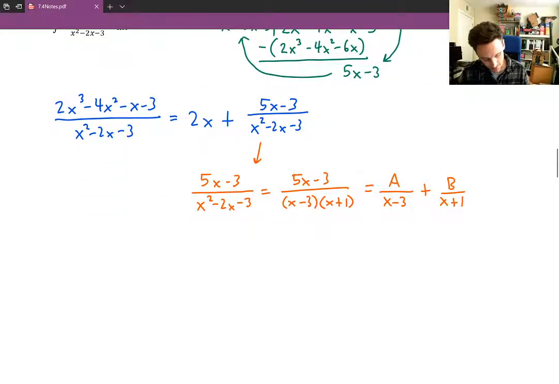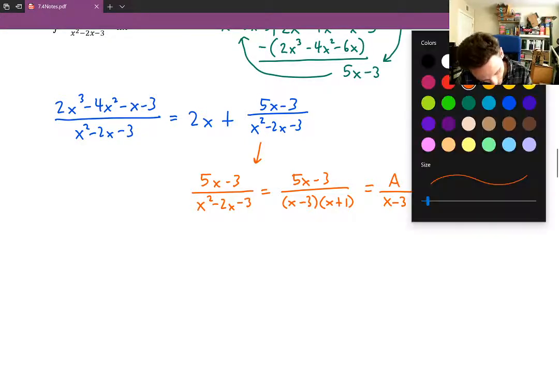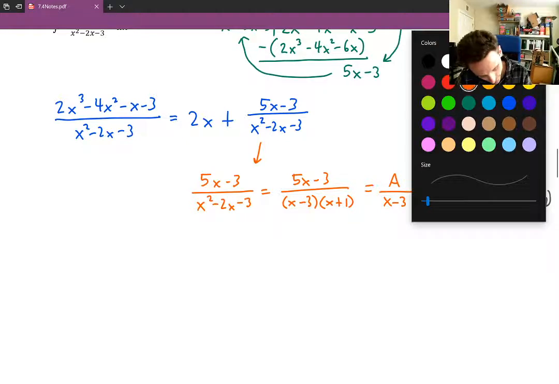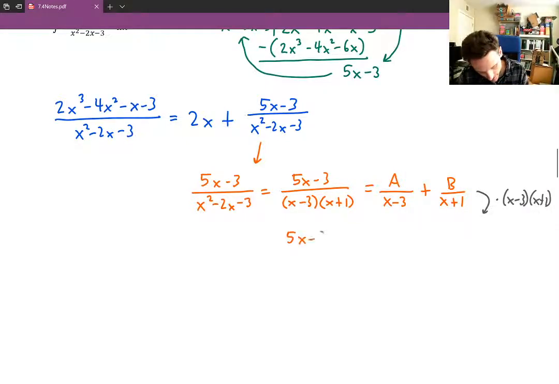So let me scroll down a little bit. We'll take the step where we multiply both sides by the LCD. Actually, we could use the factored version: we're going to multiply both sides by (x - 3)(x + 1). So we get 5x - 3 = A(x + 1) + B(x - 3).